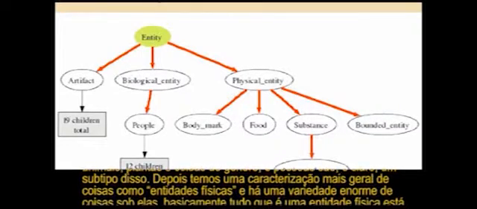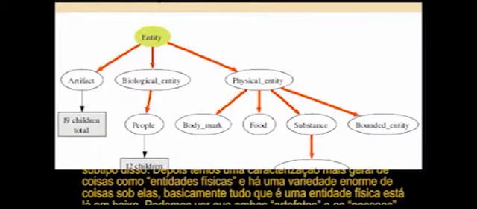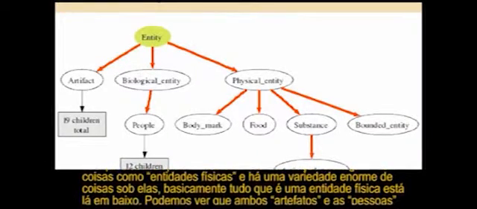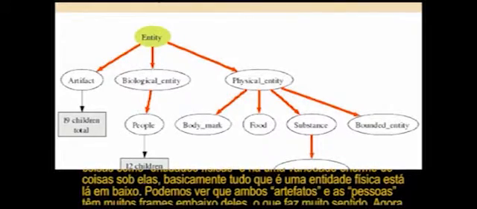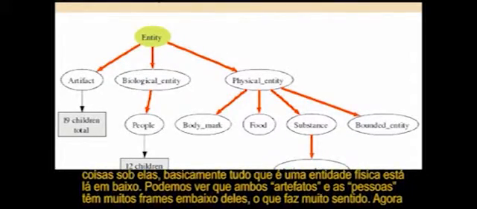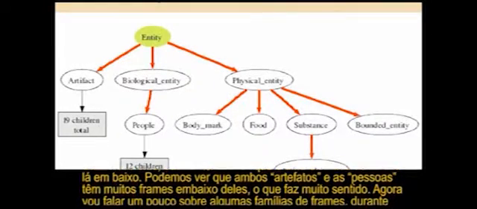Then you have a more general characterization of things as physical entities, and there's really quite a variety of stuff that's under there. But basically anything which is a physical entity is under there. You can also see that both artifact and people have a lot of frames underneath them, which makes sense.